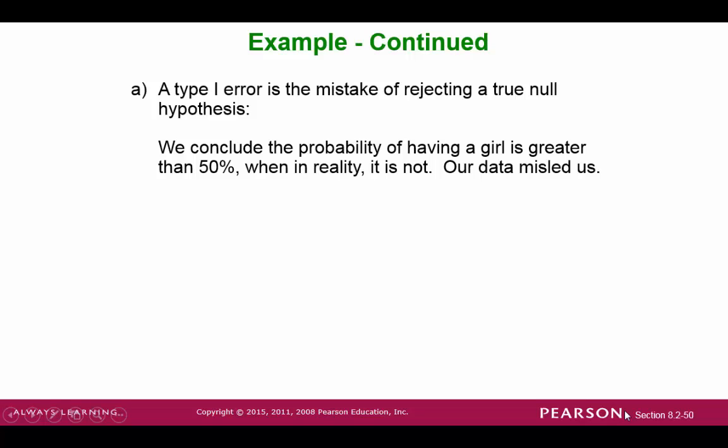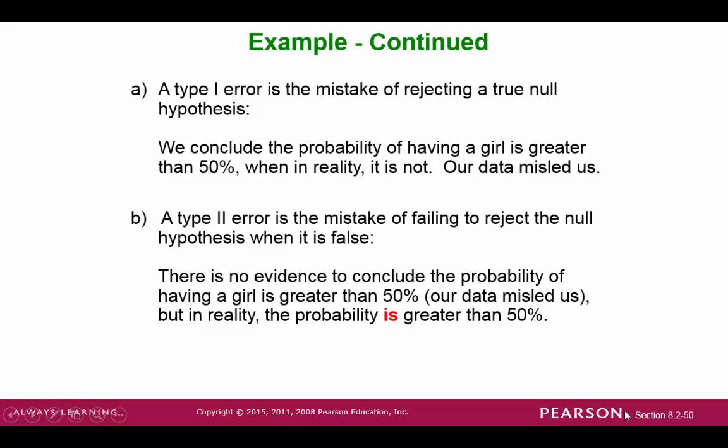A type 1 error would be the mistake of rejecting the null hypothesis when it's actually true. We can conclude that the probability of having a girl is greater than 50%, when in reality it is not. Or a type 2 error is a mistake of failing to reject the null hypothesis when it's false. There is no evidence to conclude that the probability of having a girl is greater than 50%, but in reality the probability is greater than 50%.